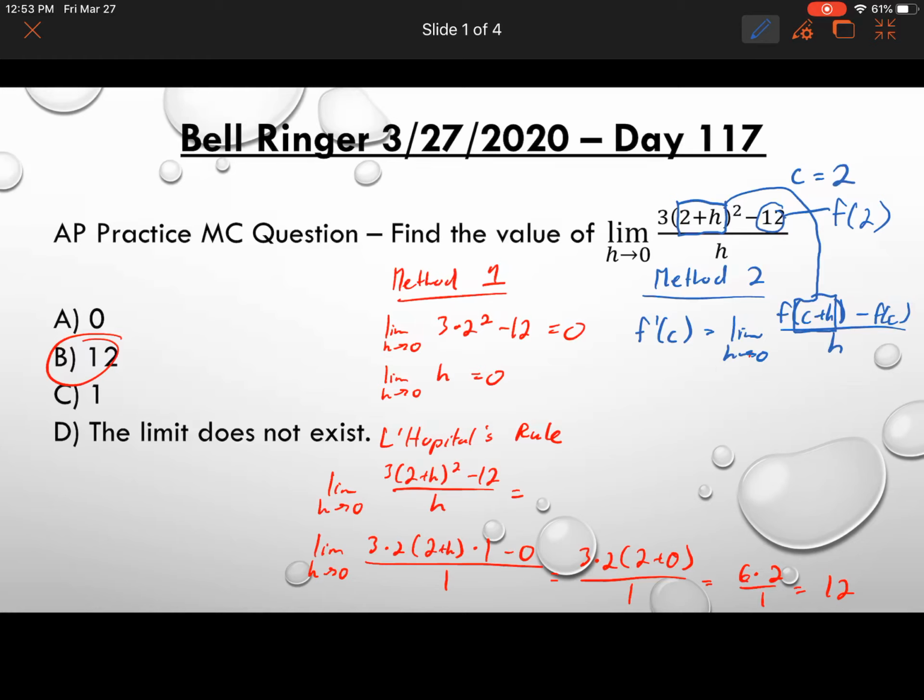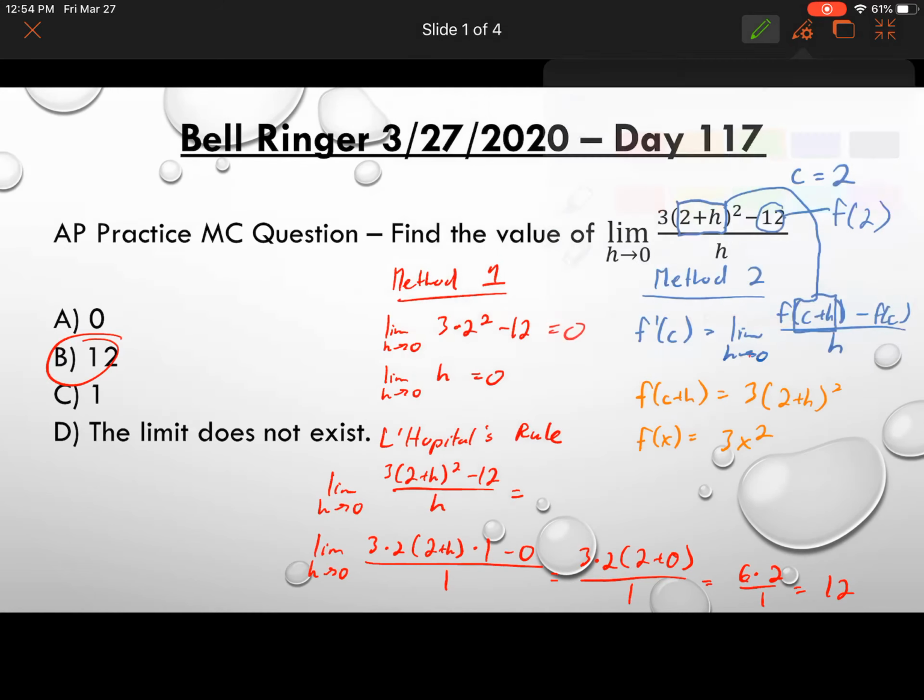Well, let's see. If f of c plus h is equal to 3 times the quantity 2 plus h squared, that means our original function, f of x, had to have been 3 times x squared. Because that is the only way that f of c plus h could have been equal to this.